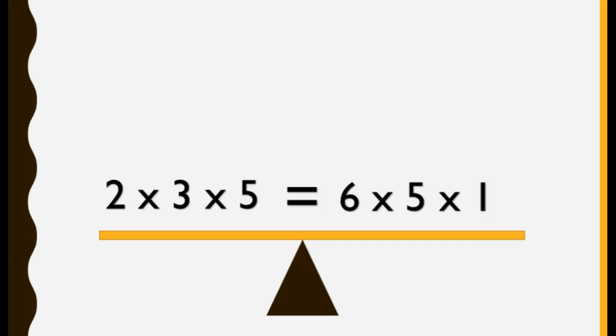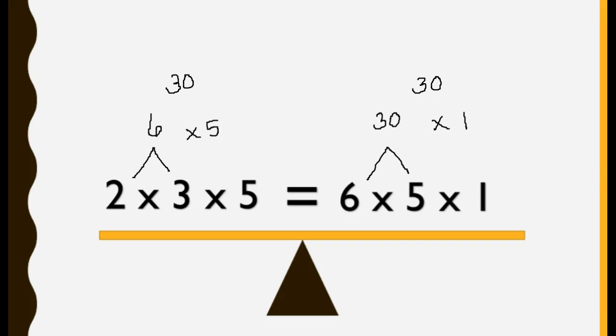This one gets a little bit bigger. 2 times 3 times 5. Does that equal 6 times 5 times 1? Well, I hope so because they use this equal sign. Let's check. 2 times 3, that's 6, times 5, that would be 30. And over here, 6 times 5 is 30, times 1 is 30. So this is an accurate equation because both sides are equal. It's balanced.